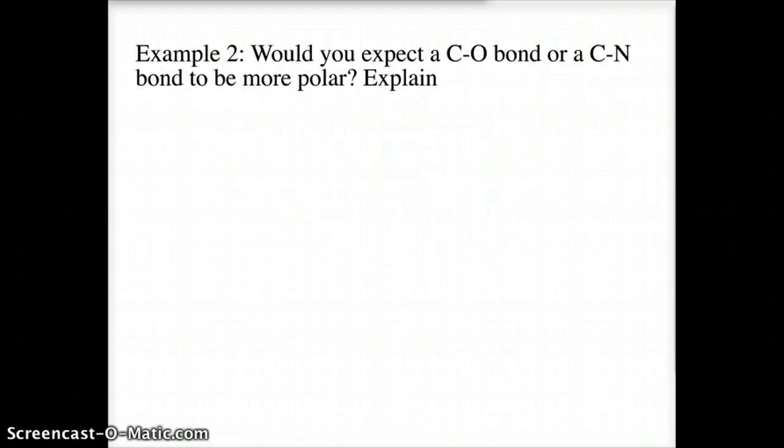Let's go ahead and try another problem. Would you expect a CO bond or a CN bond to be more polar? Explain. So, when we're doing this type of problem, there's two ways we could do it. Number one is with the numbers, meaning the electronegativities. But number two, we can do it just with the periodic table. So let's do it with just the periodic table first. We have a CO bond and we have a CN bond. Which one's going to be more polar?